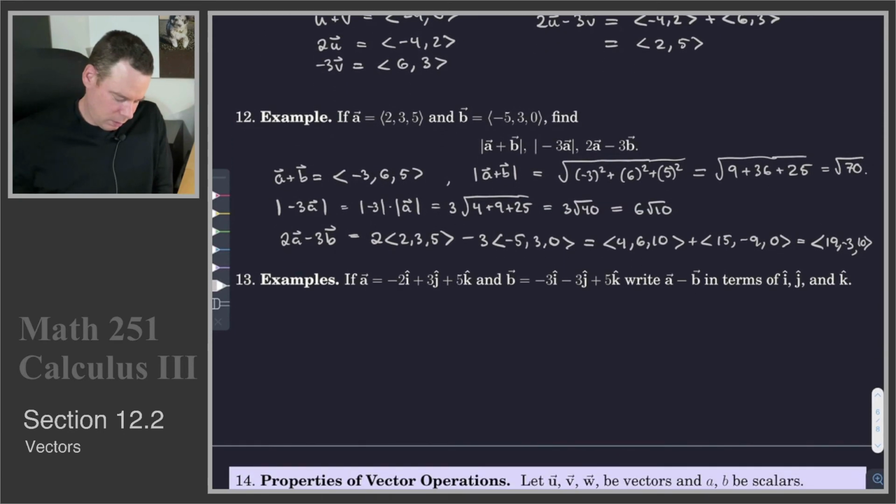Let's have a look at the next example. Here we're getting used to the i hat, j hat, and k hat notation. If A is -2 i hat, 3 j hat, 5 k hat, and B is -3 i hat, -3 j hat, and 5 k hat, let's write out the difference, A minus B, not the sum, in terms of i hat, j hat, and k hat. A minus B is given by, and all we do is just look at the corresponding components.